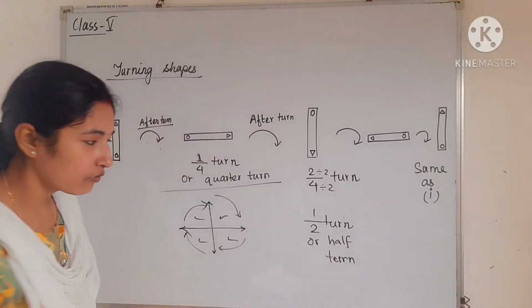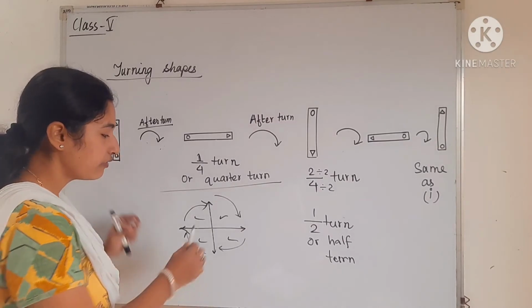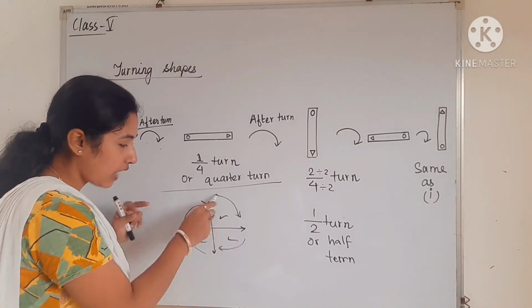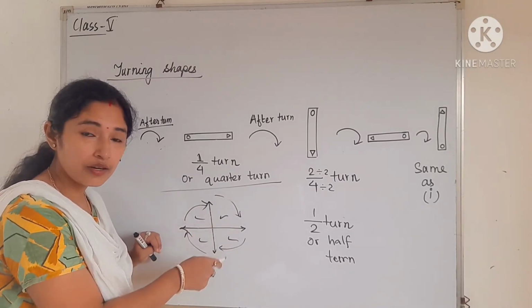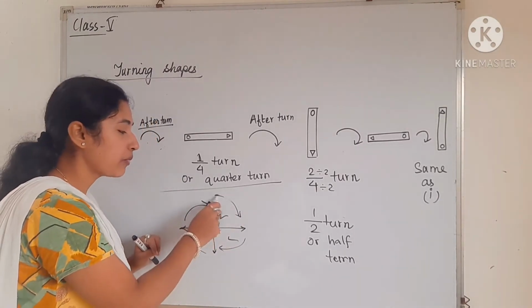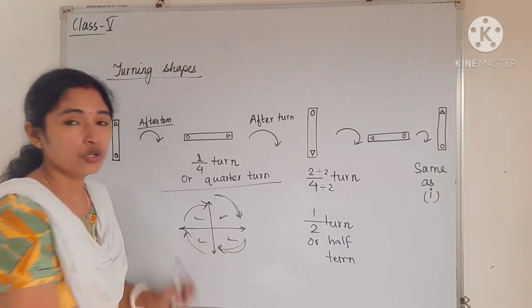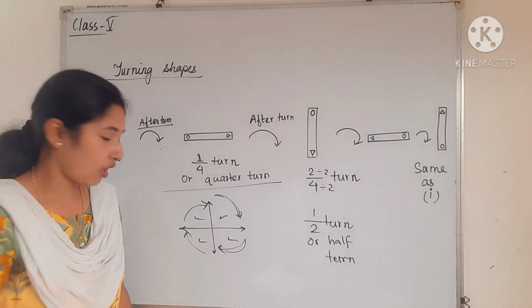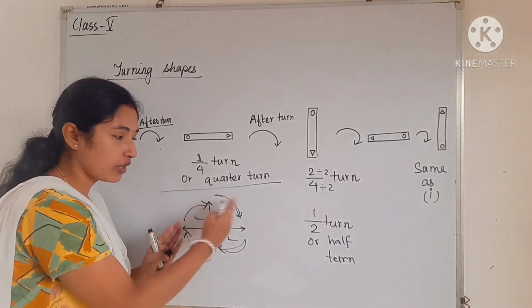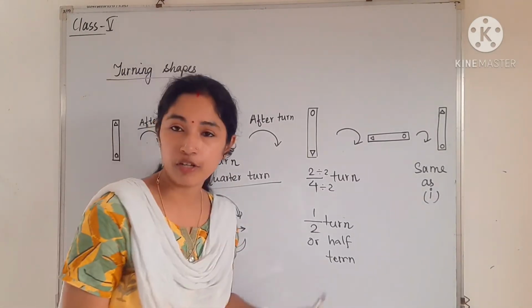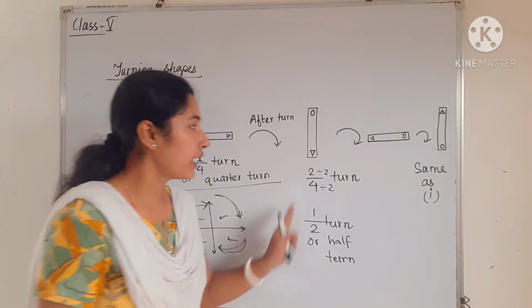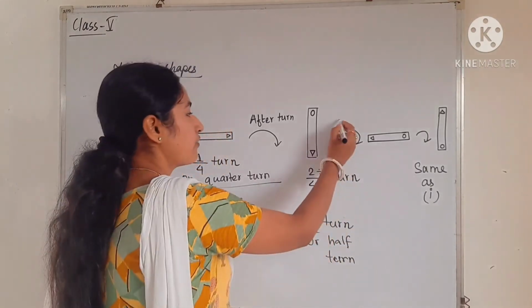Because why is it half? Because see, out of how many turns are there? Total 4 turns are there, and out of 4 turns we have completed how many turns? 2 turns. And half of 4 is 2. So that's why it is called 1/2 turn or half turn. Okay. So next case is, see, again after turn.